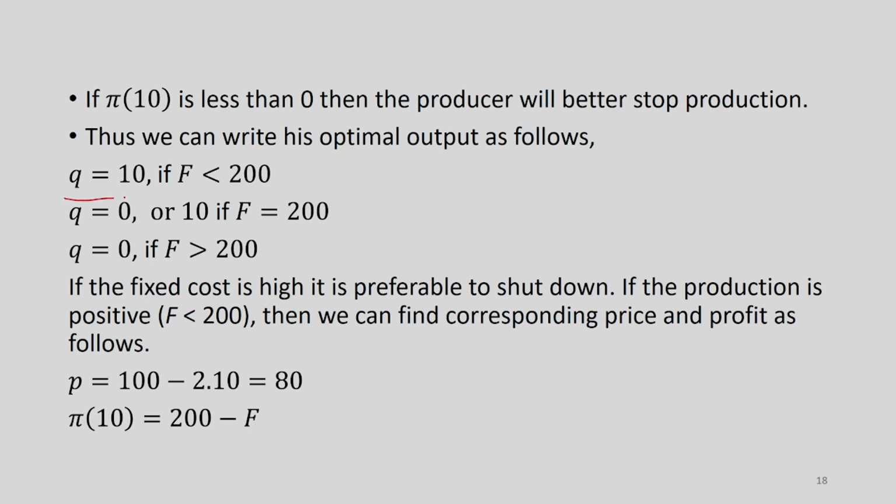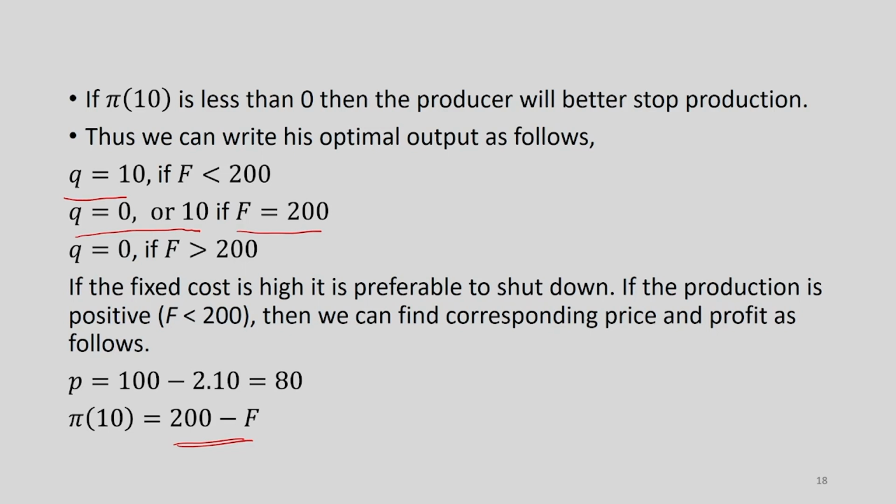It is q is equal to 10 if f is less than 200, because you know what is the maximized profit? It is this 200 minus f. So as long as f is less than 200, then the maximized profit is positive. So in that case, it is worthwhile to produce. On the other hand, if f is exactly equal to 200, then the producer will get 0 profit whether he produces 10 or he produces 0. So both are optimal in this case.